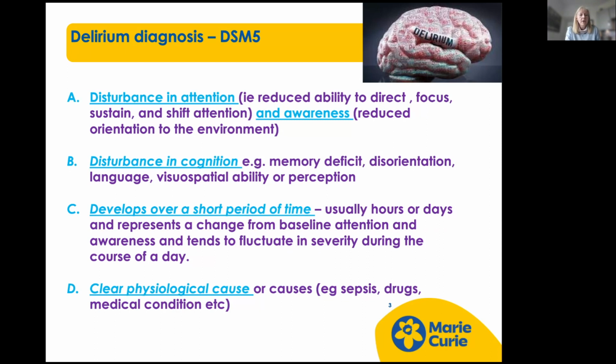There also has to be a very clear physiological cause for the delirium, and in palliative care there's often not just one cause, there's often multiple causes or potential causes. So when you're looking for the underlying cause, you often end up with a list of maybe 5 or 6 potential things.